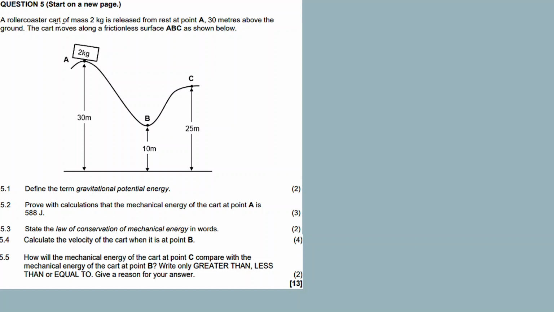A roller coaster cart of mass 2 kg is released from rest, initial velocity 0, at point A, 30 meters above the ground. The cart moves along a frictionless surface A, B, C as shown below.